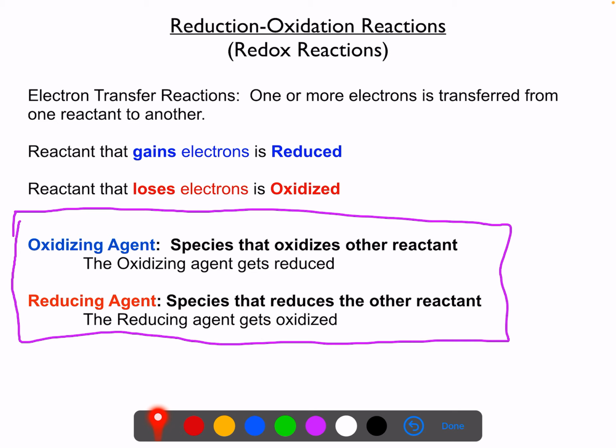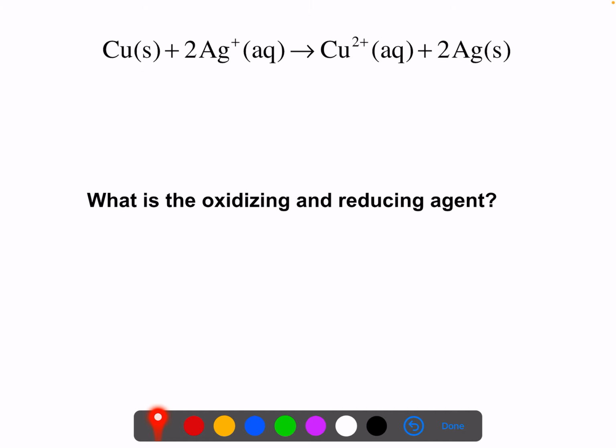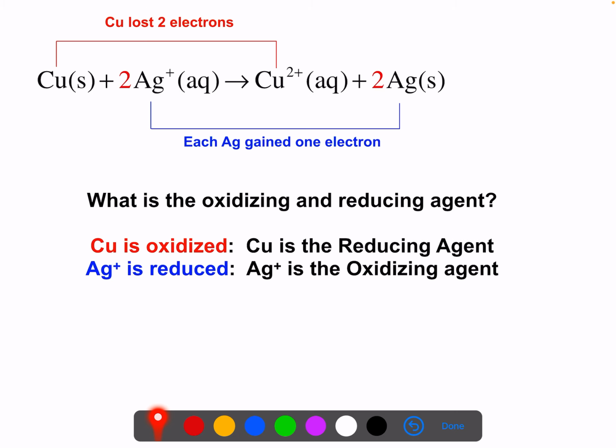Those terms can be a little confusing, so take some time to clarify that in your own head. So if we go back to our reaction, what is the oxidizing agent and what is the reducing agent? You can pause the video and come up with the answer. What you should have come up with is that copper is oxidized, and therefore it is the reducing agent. Copper is causing silver to be reduced. Silver is reduced, and so silver is the oxidizing agent. Silver is causing copper to be oxidized.